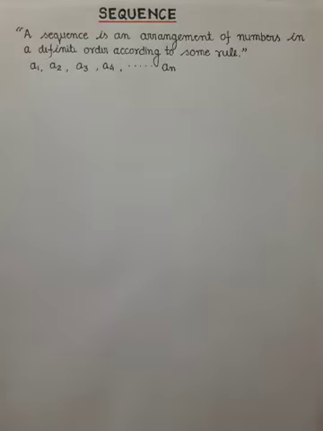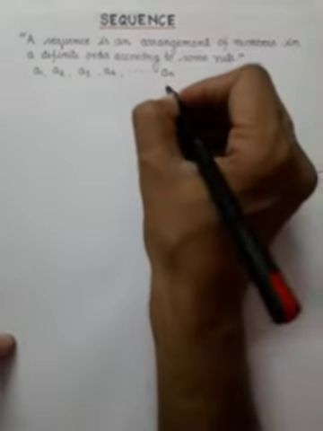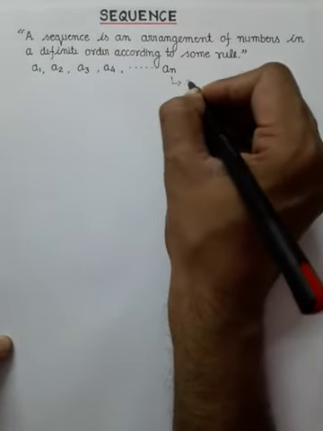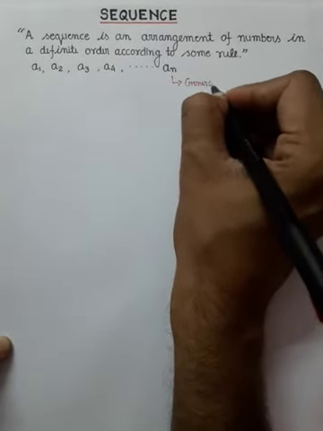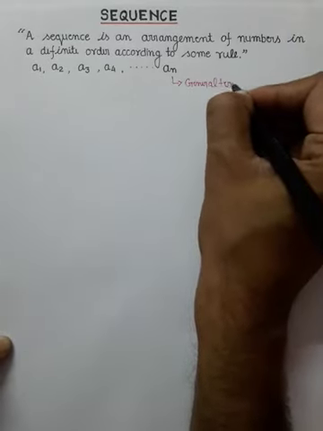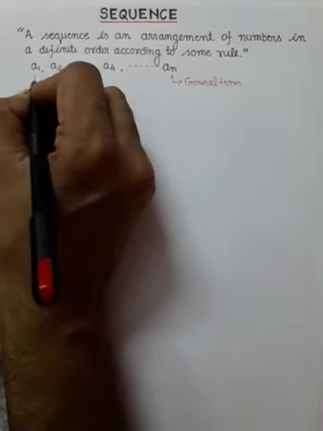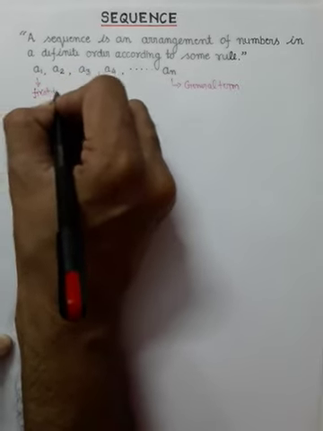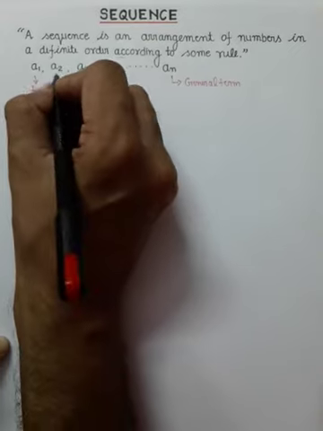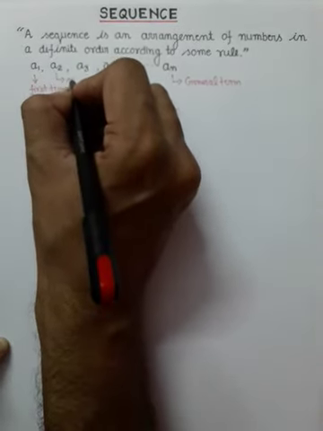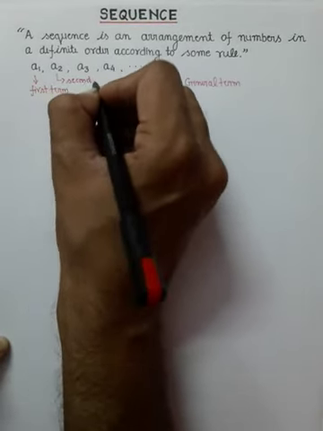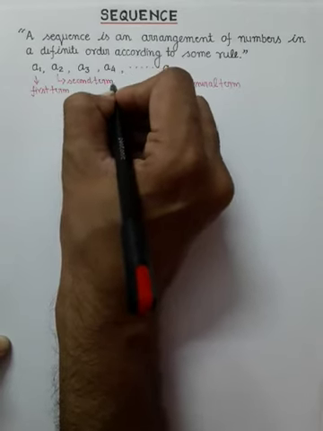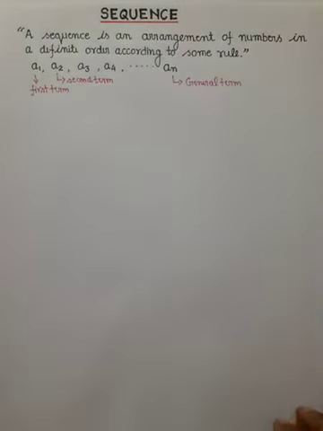Now this nth term is also considered as the general term. इसको हम यहाँ पर जनरल टर्म भी डिफाइन करते हैं. General term. a1 is known as the first term, a2 is considered as the second term. So the various numbers which are used in a sequence are considered as the terms.